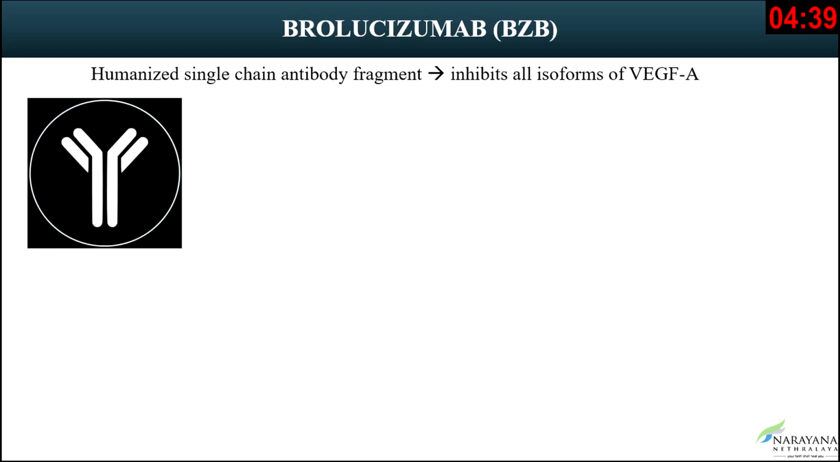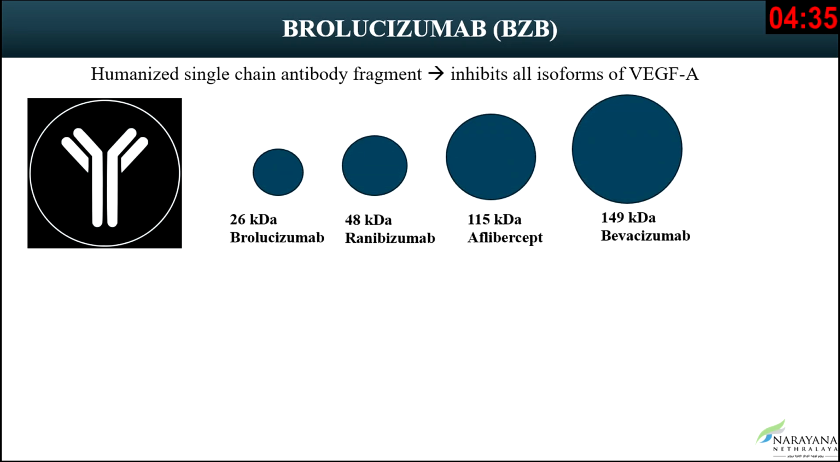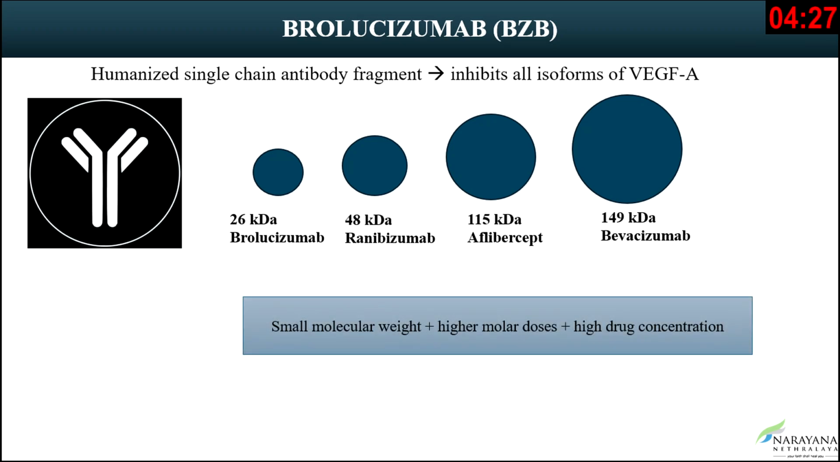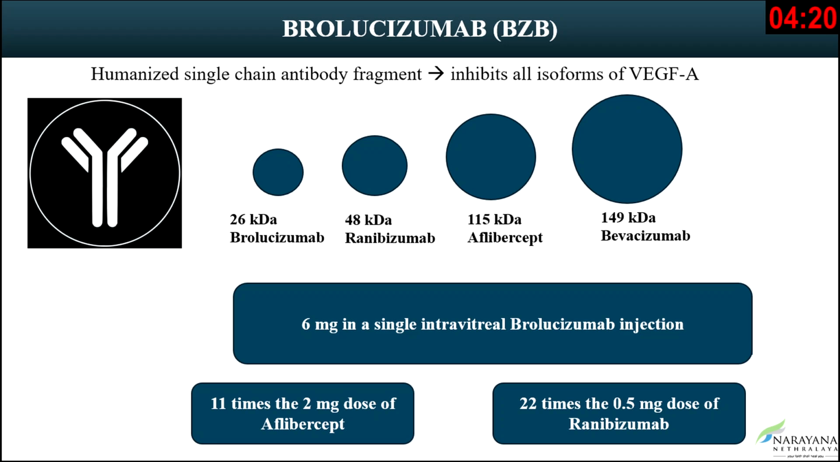Discussing brolucizumab, it is a humanized single-chain antibody fragment that inhibits all isoforms of VEGF-A, and since it is only the variable part of the antibody, it has the least molecular weight amongst all, and that enables us to give a high molar dose with high drug concentration, and it increases the duration of action. It also has 11 times more VEGF binding capacity than aflibercept and 22 times more than ranibizumab.